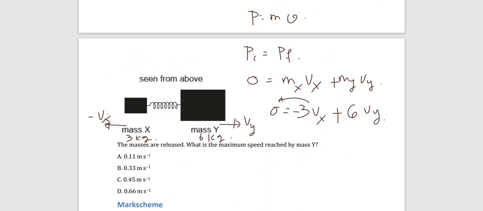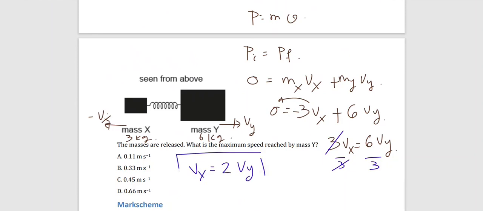Take this to the other side, it will be positive. So I will have 3 Vx equals 6 Vy. Divide both sides by 3. So Vx will be 2 Vy. I will keep this one because we will need it when we use the conservation of energy.